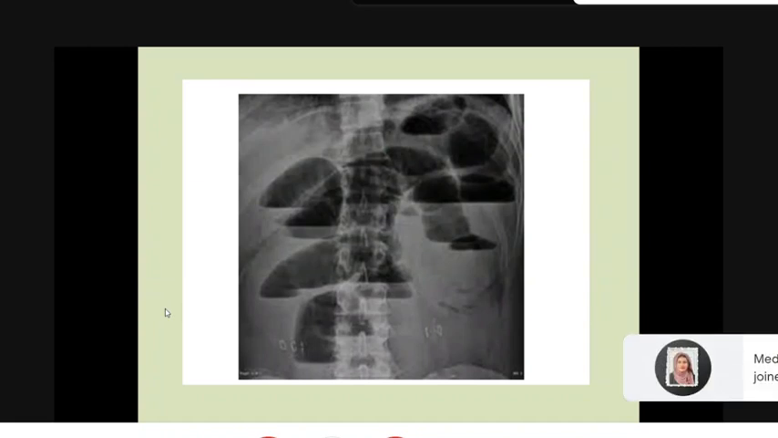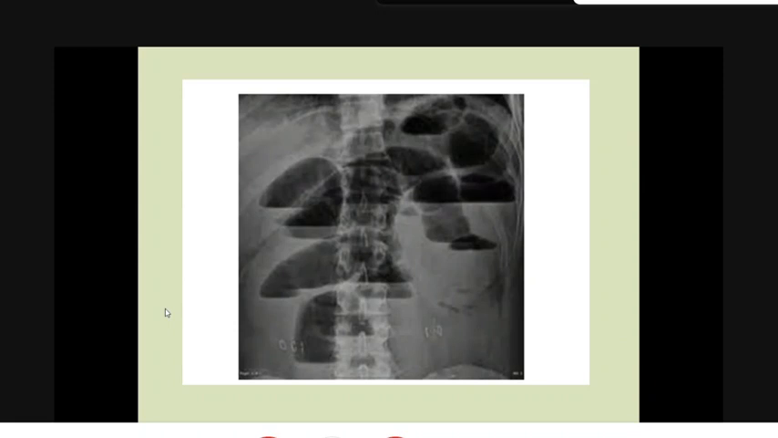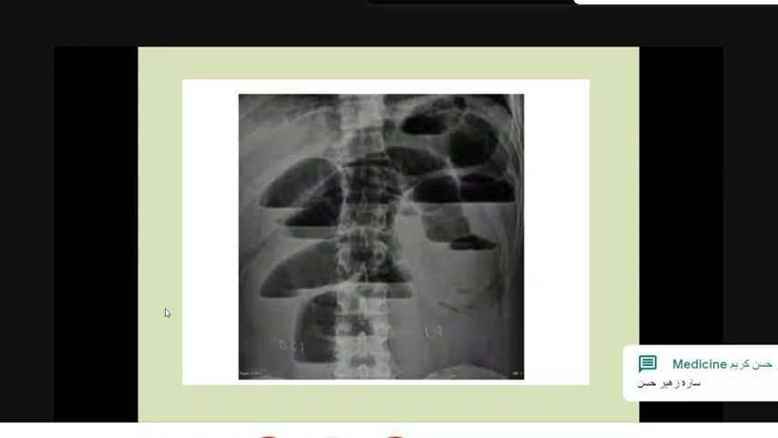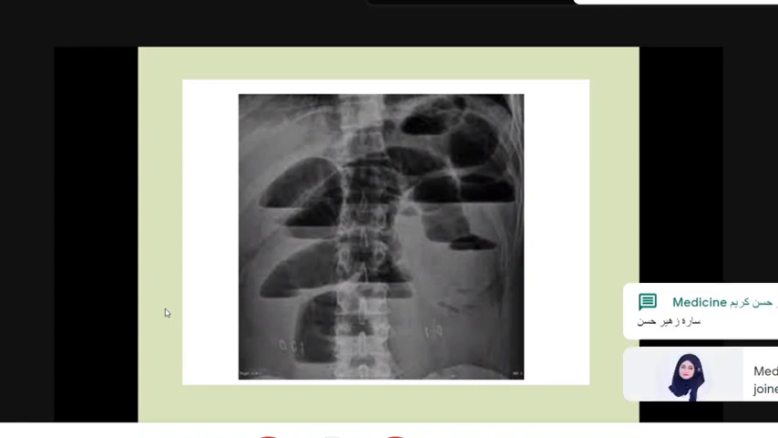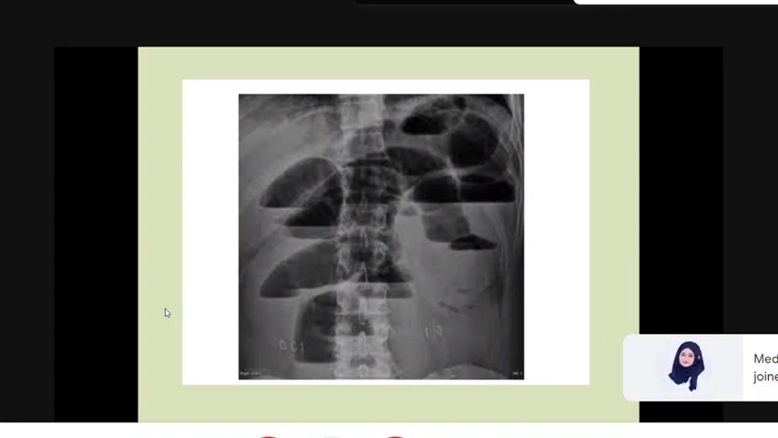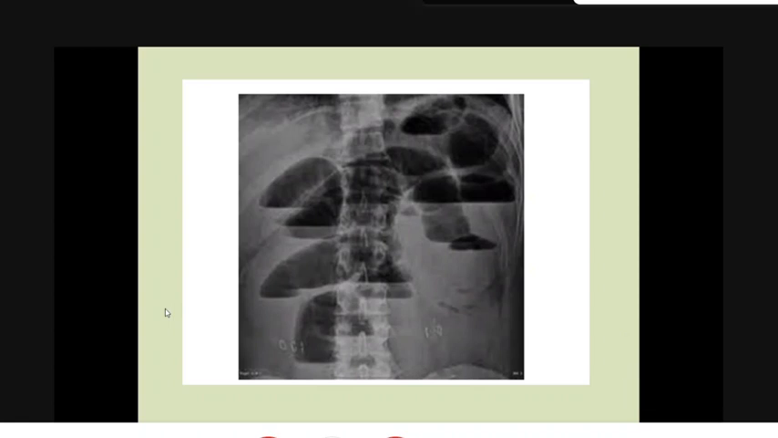Can anyone answer: what are the causes of small intestinal obstruction? Adhesions. Obstructed hernia. Yes, the most common causes of small intestinal obstruction are adhesions and hernia. In developed countries the commonest cause is adhesion. In underdeveloped countries the most common cause is the obstructed hernia.